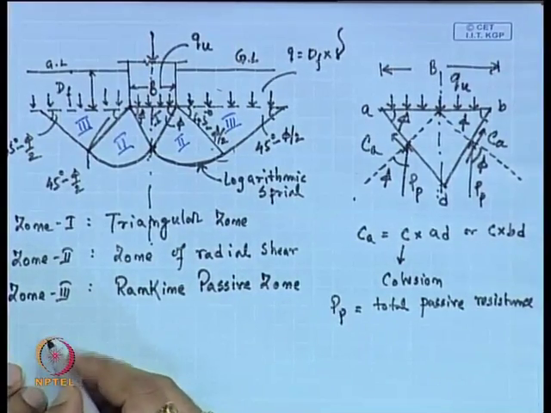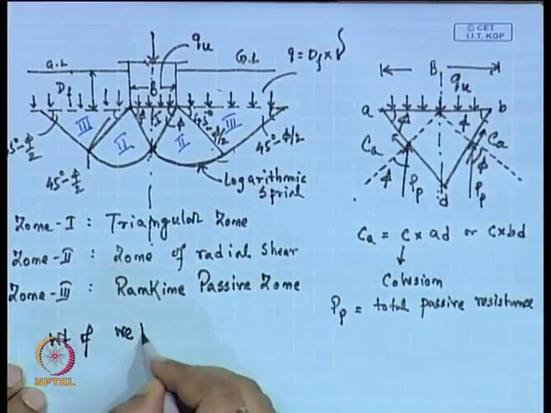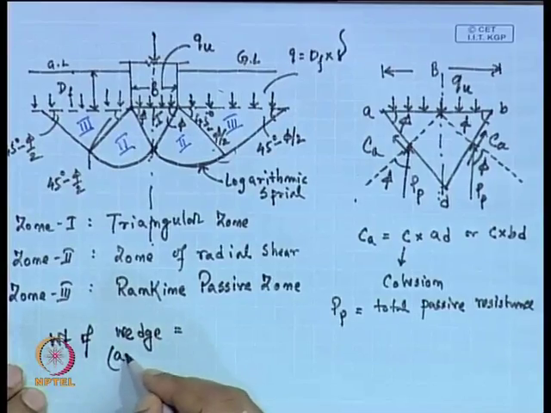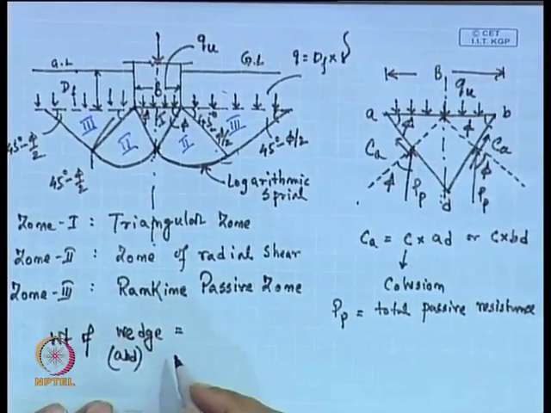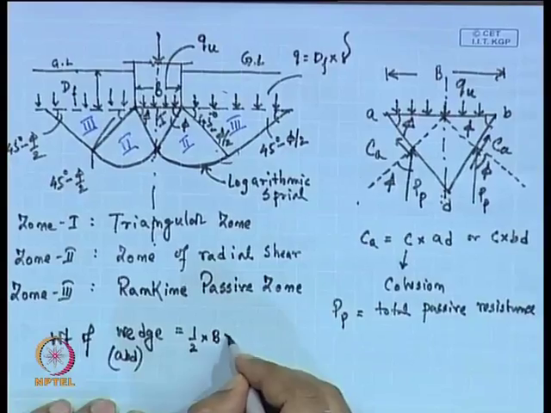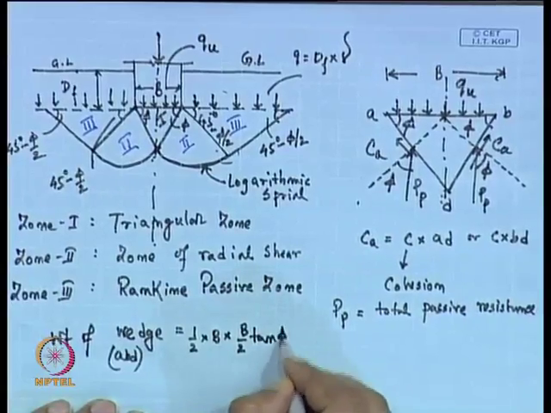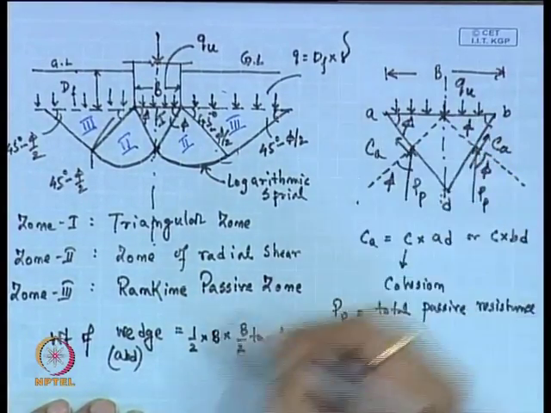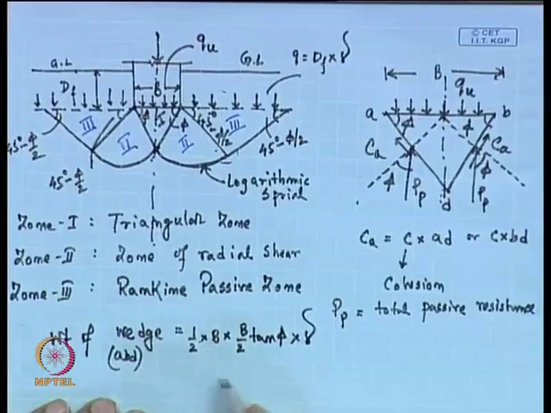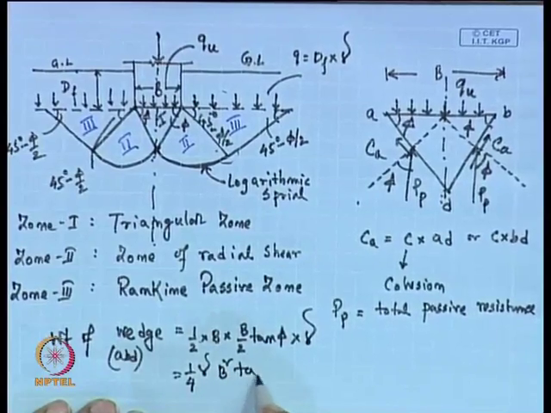Now, in this figure, if we calculate the weight of this triangular portion ABD, that weight will be half the area: the base is B and the height is B by 2 into tan phi, multiplied by the unit weight of the soil. So, this will be the weight. Finally, we can write it as 1 by 4 gamma B square into tan phi.